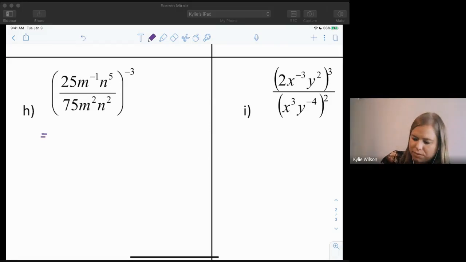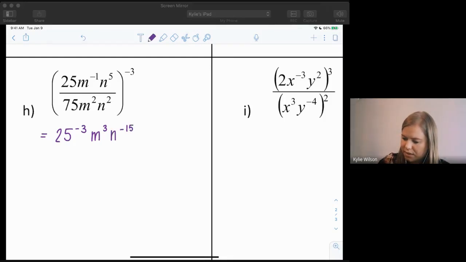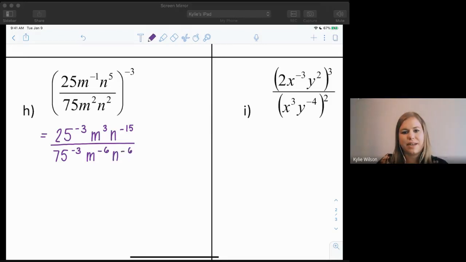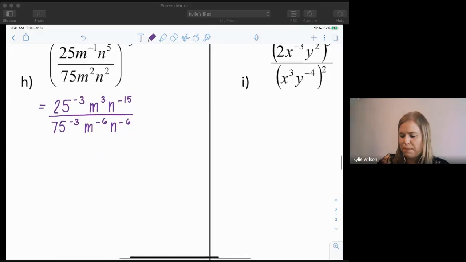So remember, our first step is always our power of a power first. So we'll have 25 to the power of -3, m to the power of 3. So all I'm doing is multiplying those exponents, all over 75 to the -3, m to the -6, n to the -6, like this. So similarly to before, I'm just going to start simplifying things.